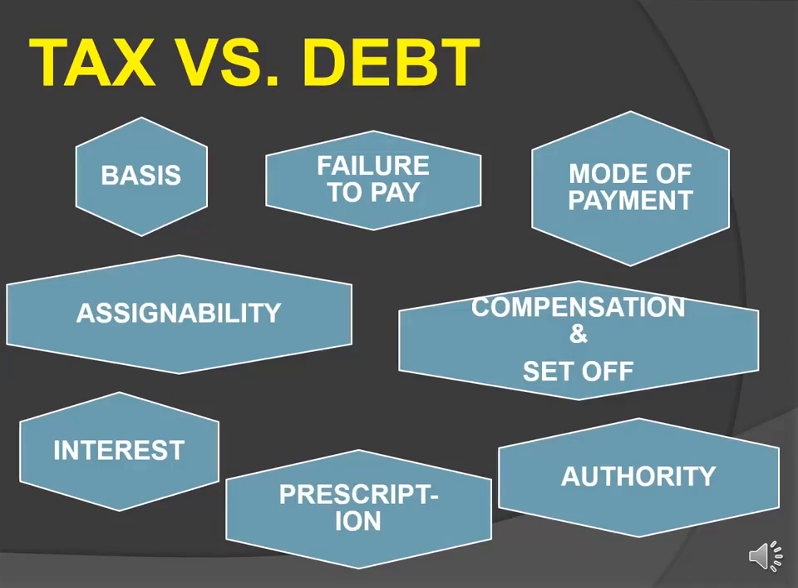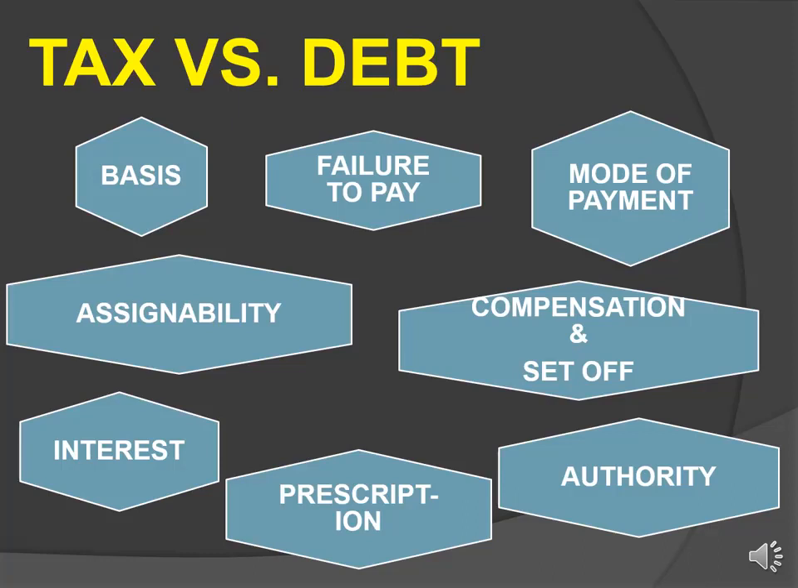What about the mode of payment? The obligations created by taxes are generally extinguished upon payment of money. But when you talk about the extinguishment of the obligations created by debt, notice there are so many ways of extinguishing that obligation: payment or performance, loss of the thing due, remission, condonation, etc. So there are so many ways if it is a debt.